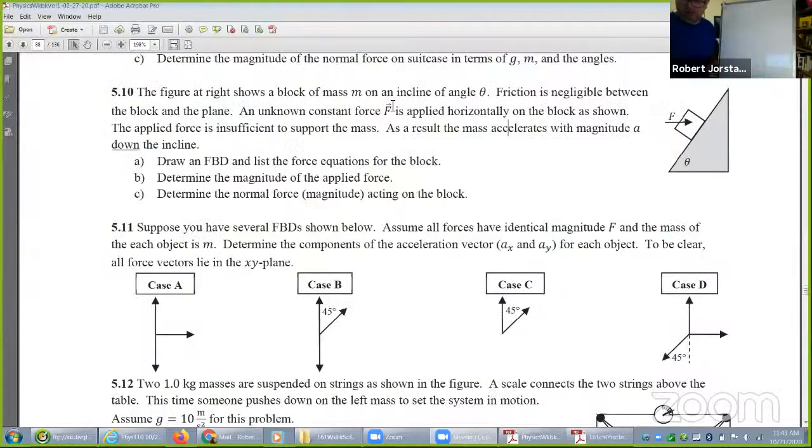So hopefully you can see problem 5.10. Like I said, I'm going to plug in my headphones right now, so my Zoom is going to lock up. Start working on 5.10.